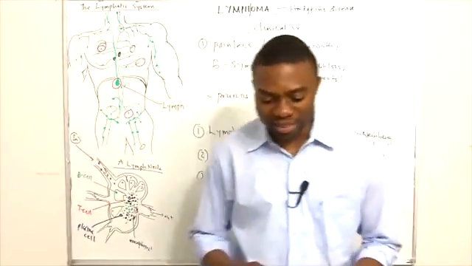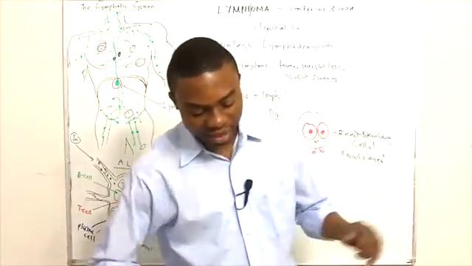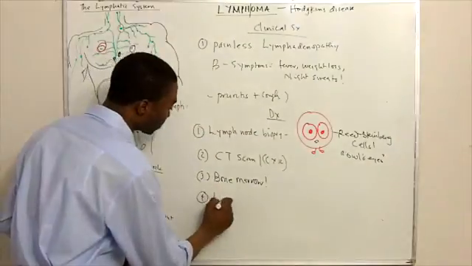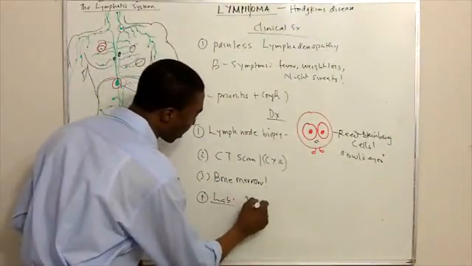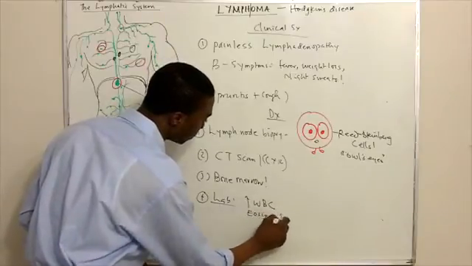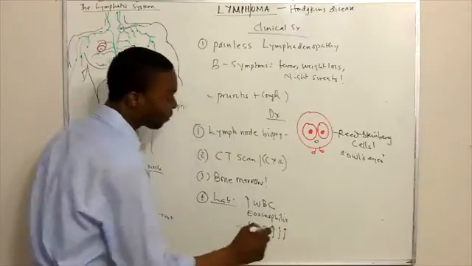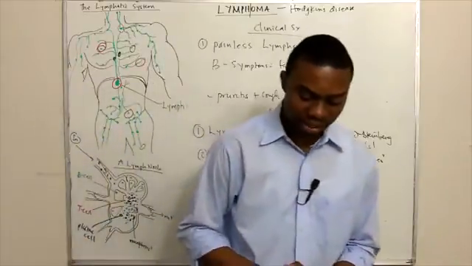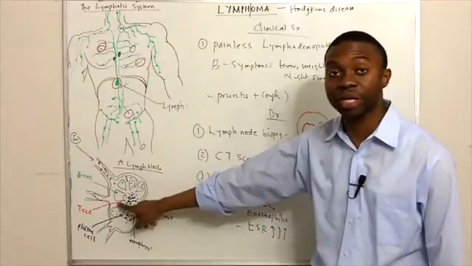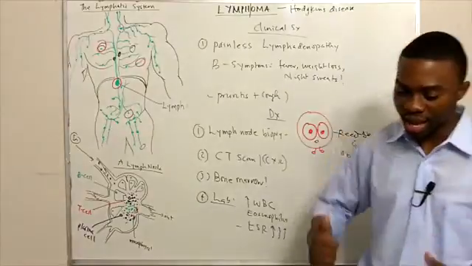Lab-wise, on labs, we might see leukocytosis, eosinophilia, and the ESR is usually high sometimes. So on labs we might just see a high white count, a lot of eosinophils, known as eosinophilia, and the erythrocyte sedimentation rate is often elevated. And that is just telling you the disease activity is going on, because there's a lot of inflammatory infiltrate going on. If there's inflammation, you're going to expect your ESR to be elevated.